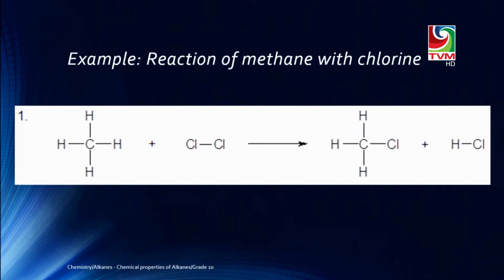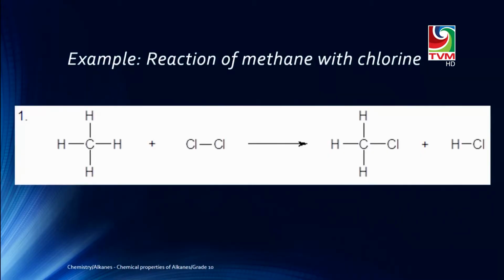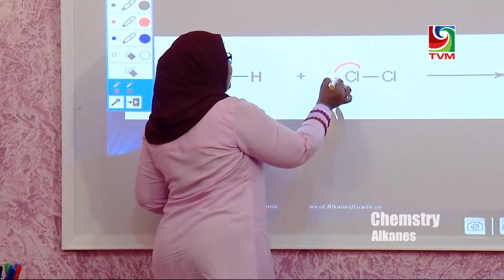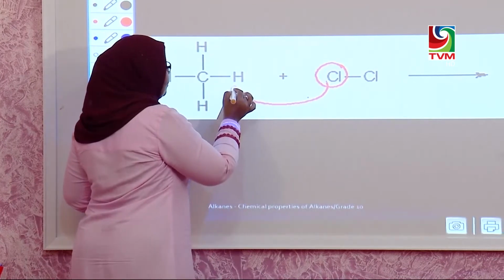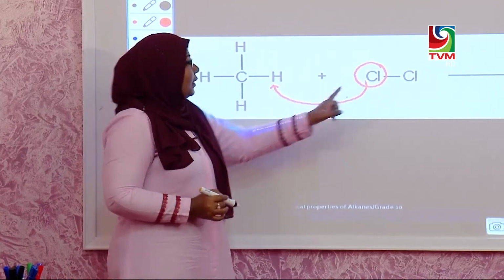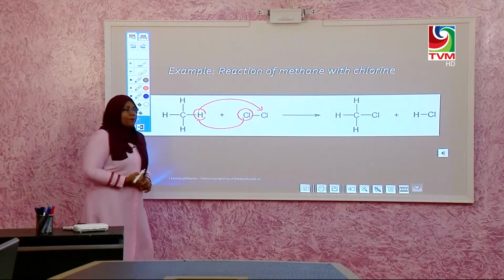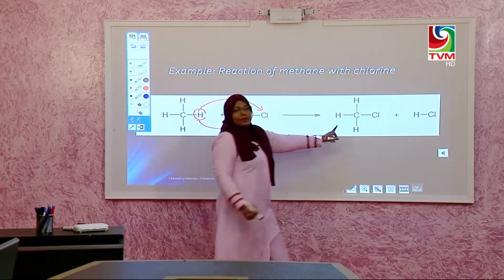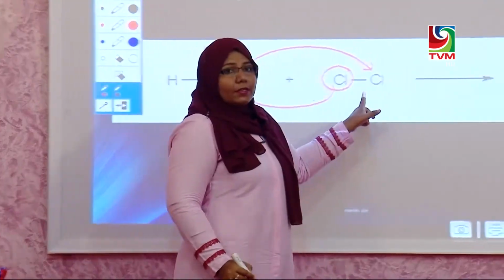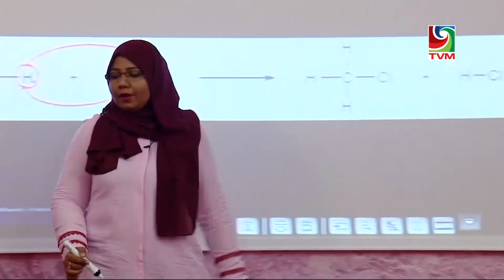Here is how we get this product. Methane has 4 hydrogen atoms. One of the hydrogens will be replaced or substituted by a chlorine atom, and the displaced hydrogen combines with the other chlorine to form hydrogen chloride. You can see the product here: one hydrogen has been replaced by chlorine, and you have 3 hydrogen atoms with the chlorine. So this is the reaction.